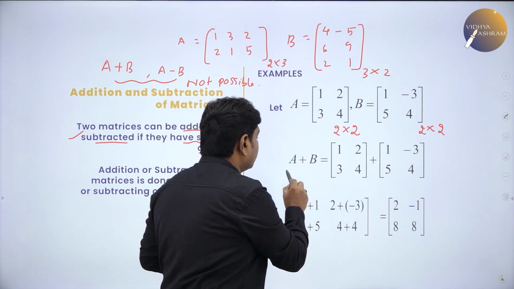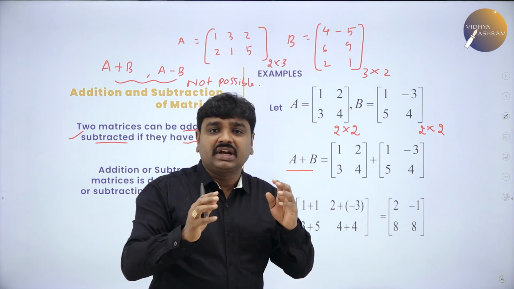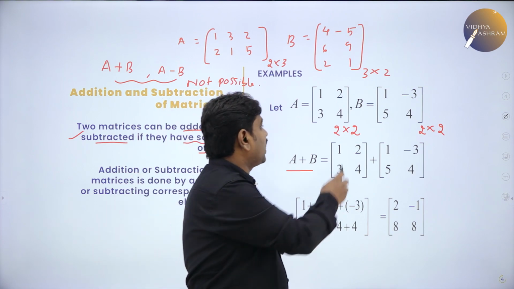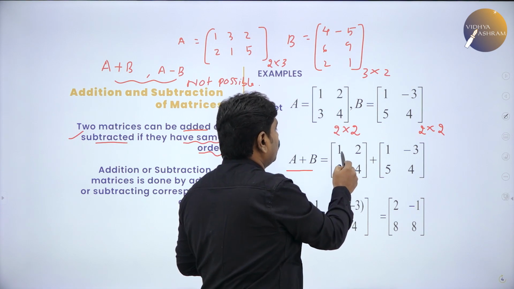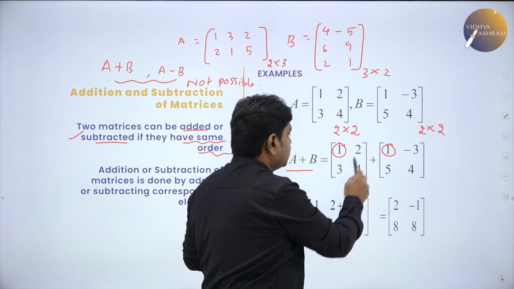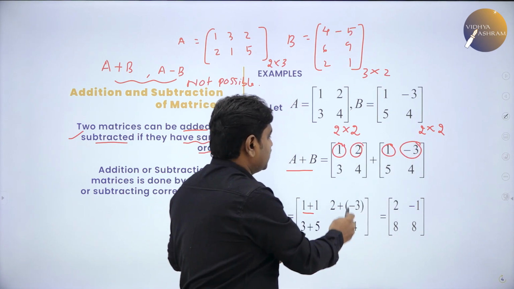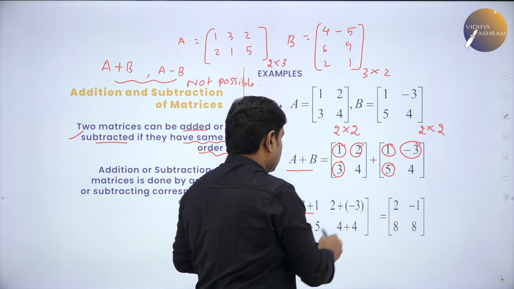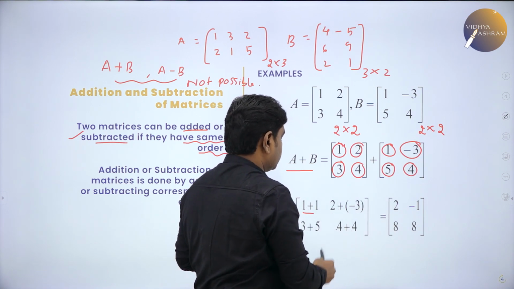First we'll find A plus B. A plus B means what? We want to add A and B. So according to the criteria, since they have same order, we can add. So A plus B means add the corresponding elements. Add first element with first element. Here the first element is 1, so 1 plus 1. Then second element with second element, 2 plus minus 3. Then third element with third element, 3 plus 5. Then 4 plus 4. So add it.